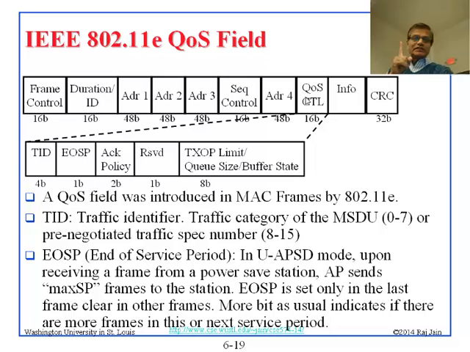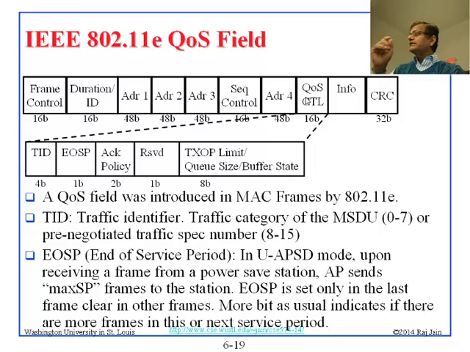Then there is EOSP, just 1 bit, end of service period. So what happens is when you go into APSD, if you remember what APSD is, that power save thing, right? UAPSD is unscheduled power save, and I forgot what the D was for. Anyway, delivery, power save delivery. In that mode, when you wake up, you send some kind of frame to the access point saying I'm awake, and then they will send you the frames that they have for you, right?